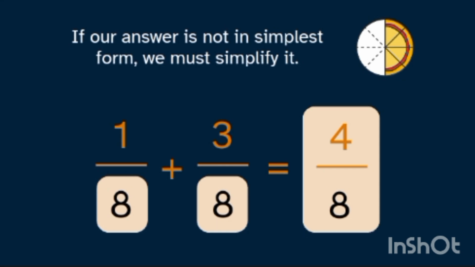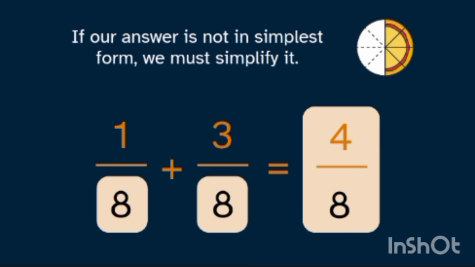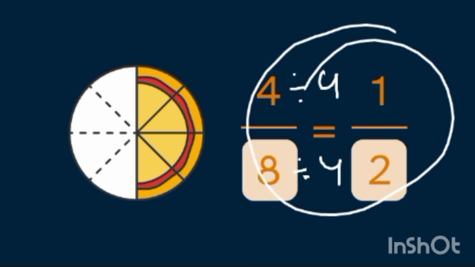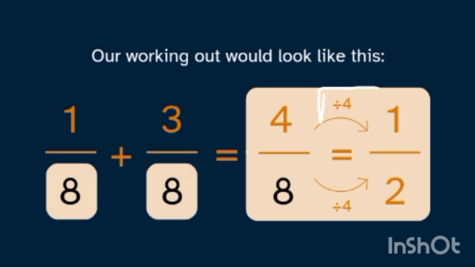Just divide. In the table of 4, 8 comes at 2, so cut it and put 1 and 2 over here. Here you can divide by 4. When you divide by 4, the fraction simplifies. This is how you can simplify it, just by dividing by 4.